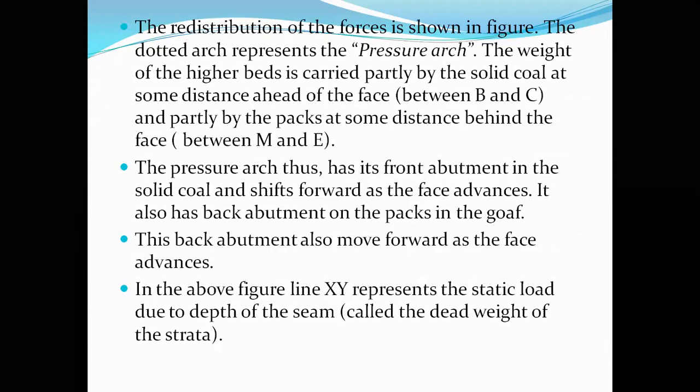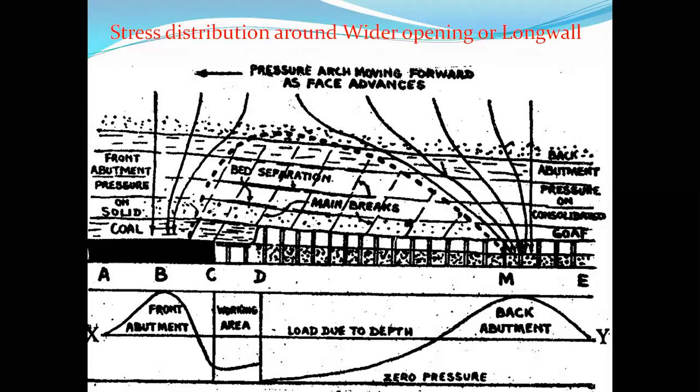In the above figure, the line XY represents the static load due to the depth of the seam, called the dead weight of the strata. Look at here, line XY, this one. This is called the static load. With respect to this, this is the front abutment part and this is the back abutment part. It will be maximum here. At the working area there will be less, and it will be zero due to collapse of this roof. It will then increase further, and the abutment pressure will again reach a maximum in the back abutment part as well.